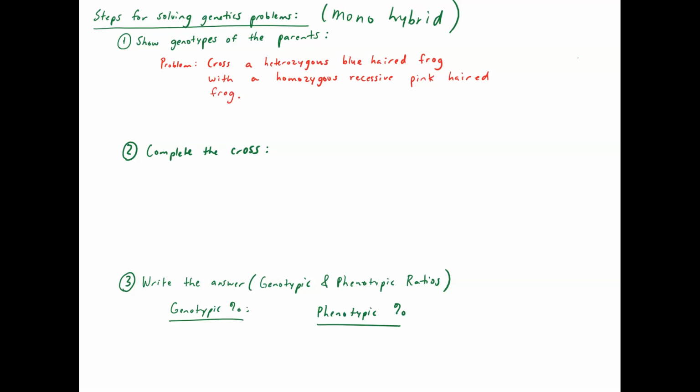And then we're going to write the answer, which is going to always be the genotypic and phenotypic ratio. So go ahead and get these steps down, and then leave 4 or 5 spaces under number 3 down here, so that we can get the rest of your vocabulary down.